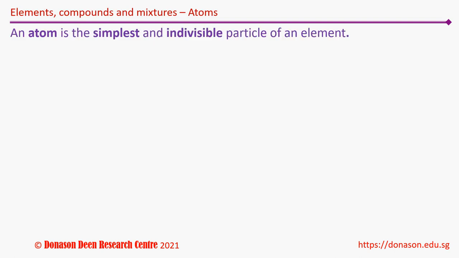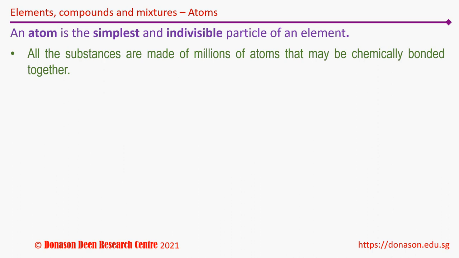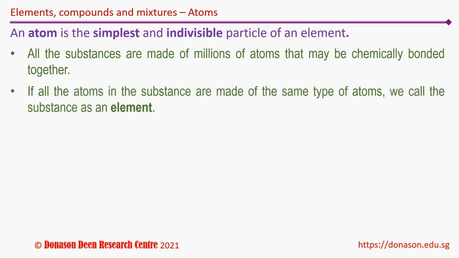What is an atom? An atom is the simplest and indivisible particle of an element. That is the definition of an atom, and you must remember it. Every one of the substances we see or exist are made of millions of atoms that may be bonded together. If all the atoms in the substance are of the same type, we would call the substance an element.